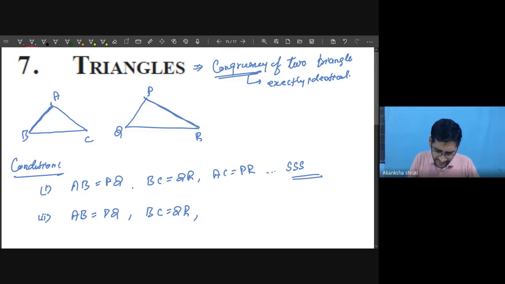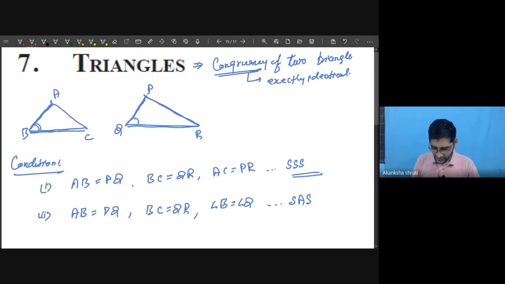The angle between the sides we are considering, AB and BC, and PQ and QR. What is the angle formed between AB and BC? It is angle B. This is called the included angle for triangle ABC. The included angle for triangle PQR is angle Q. If angle B equals angle Q, then the triangles will be congruent, and it is called SAS congruency.